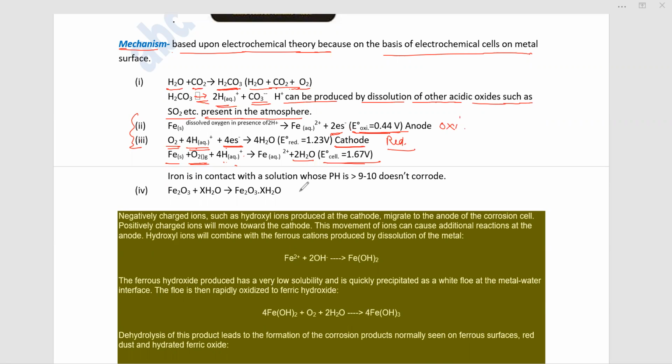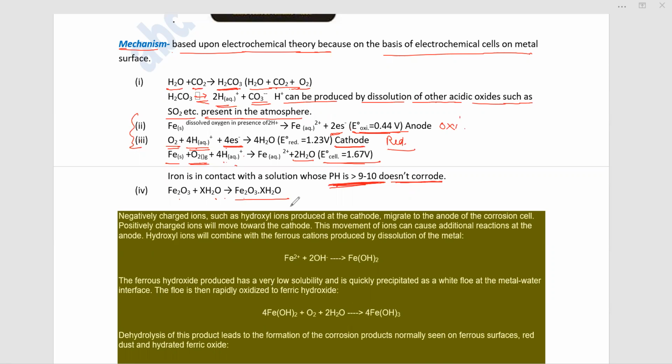Now, iron in contact with a solution whose pH is greater than 9 to 10, meaning alkaline or basic in nature, doesn't corrode. The overall reaction of this corrosion is Fe2O3 plus xH2O combining together to form Fe2O3·xH2O. So this is about the mechanism of corrosion, or you can say the reactions involved in the process of corrosion.